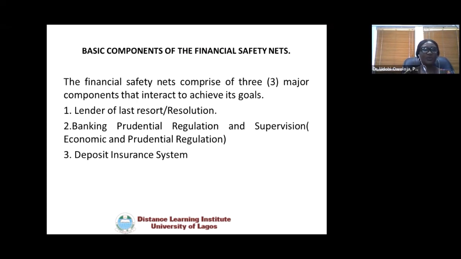So we'll be looking at the components of the financial safety net. The financial safety net comprises three major components that interact to achieve its goals, in other words, its objectives. Number one, we refer to it as lender of last resort. The second is banking prudential regulation and supervision. While the third is the deposit insurance system.